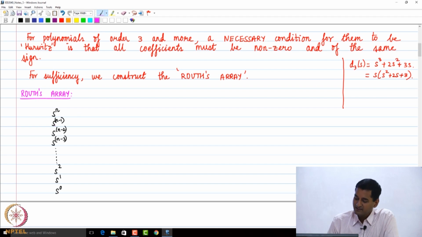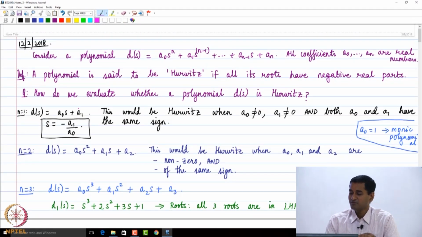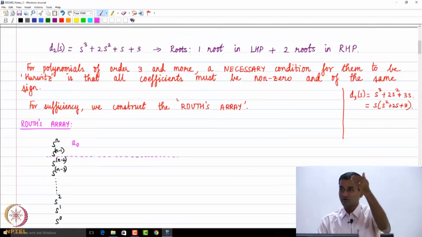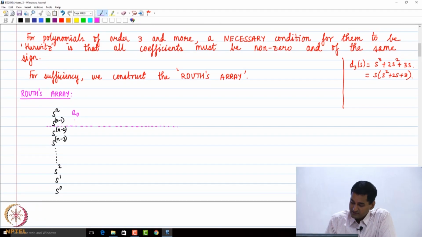Then I start filling in the first 2 rows of this array, the S power n and S power n minus 1 rows, with the coefficients of the polynomial which I am given, in the same sequence, in the order of decreasing powers. We start with a naught, the coefficient corresponding to the highest power, S power n. a naught is followed by a1, then the coefficient of S power n minus 2 is a2.